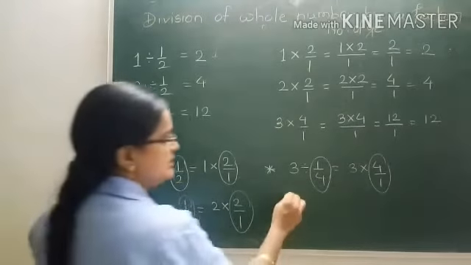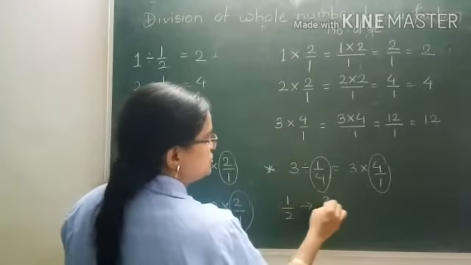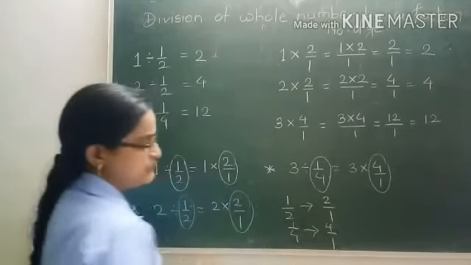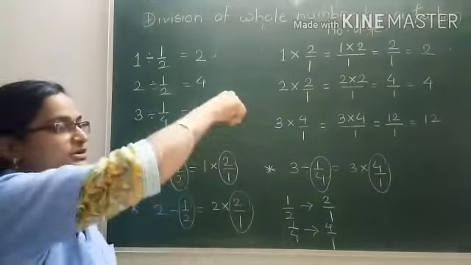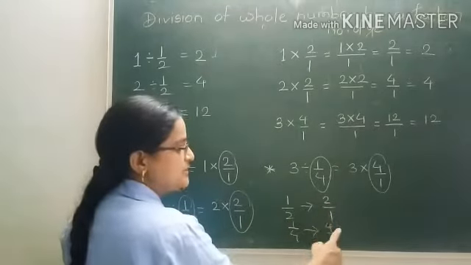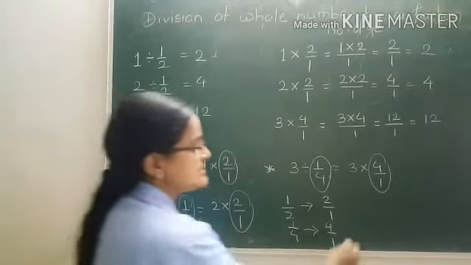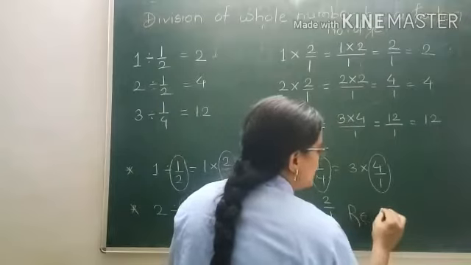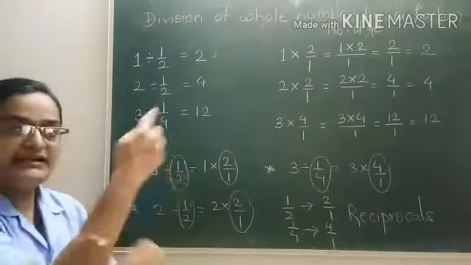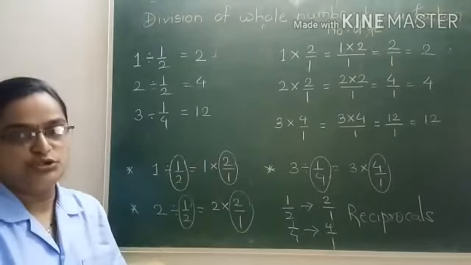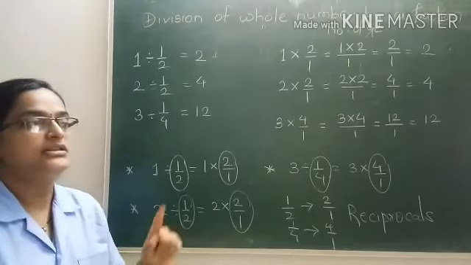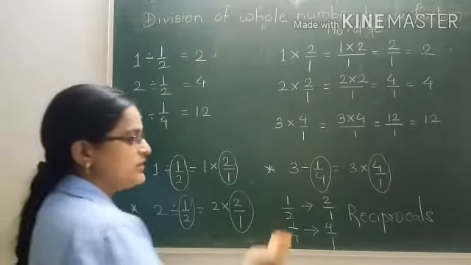So what has been done here? Half is changed to 2 upon 1. 1/4 is changed to 4 upon 1. We have just interchanged their numerators and denominators. The fractions so obtained are called the reciprocals. What are they called? Reciprocals of each other. Just by interchanging the numerators and denominators, whatever fractions we get are called the reciprocals of each other.